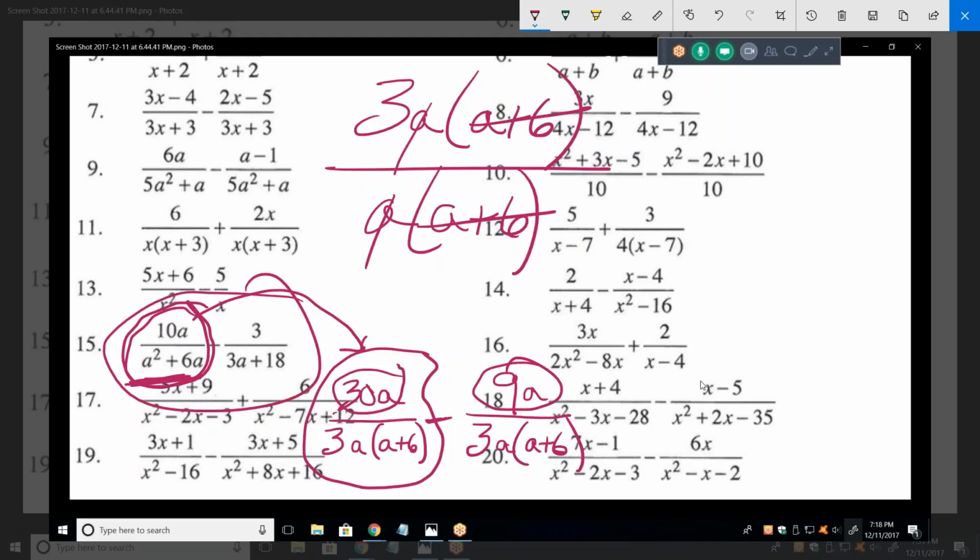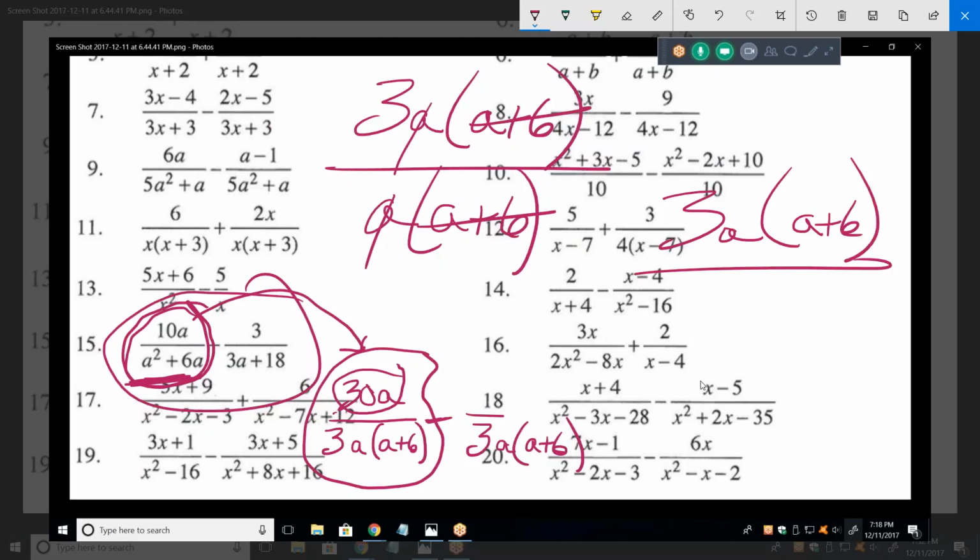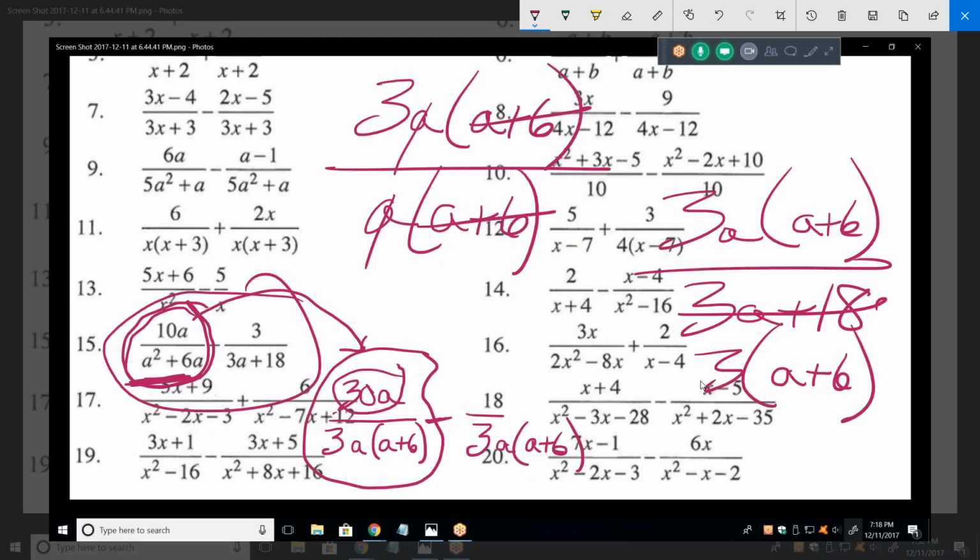Oh. So let's go back and do it the official way. Let's divide our common denominator, 3a times a plus 6, by our denominator, 3a plus 18, which is 3 times a plus 6. A plus 6 is canceled, the 3's cancel, and I get a. So this must be a times the numerator, 3a.